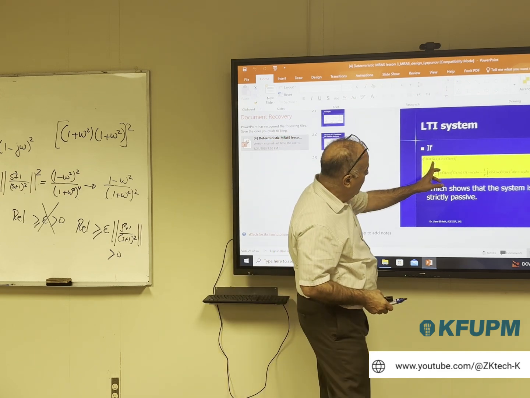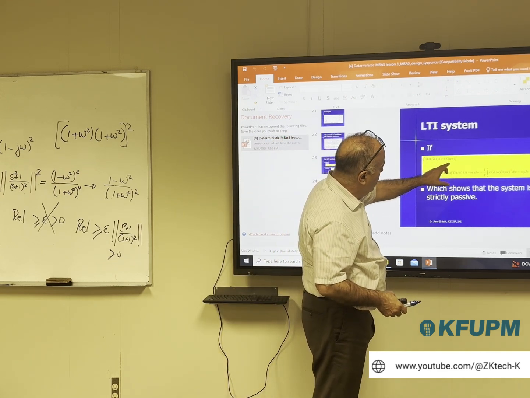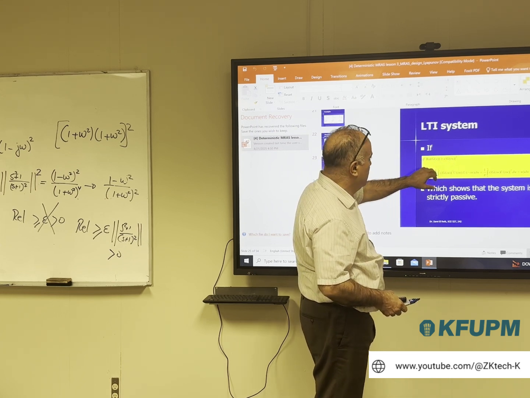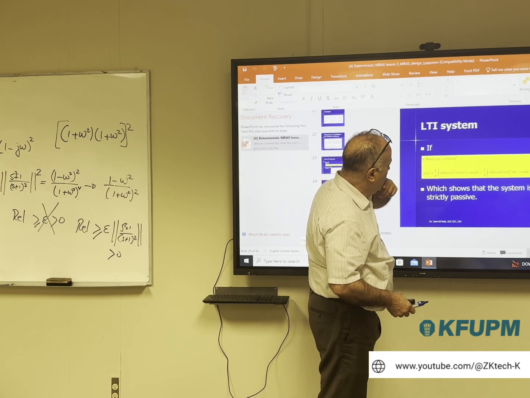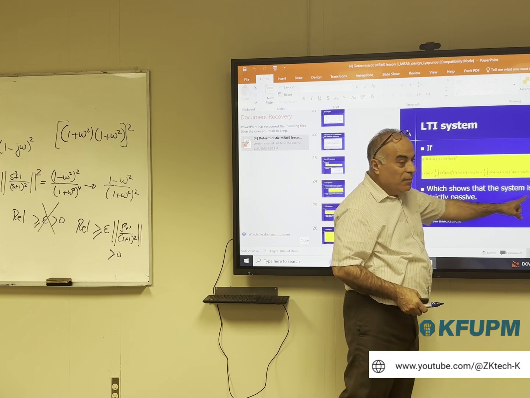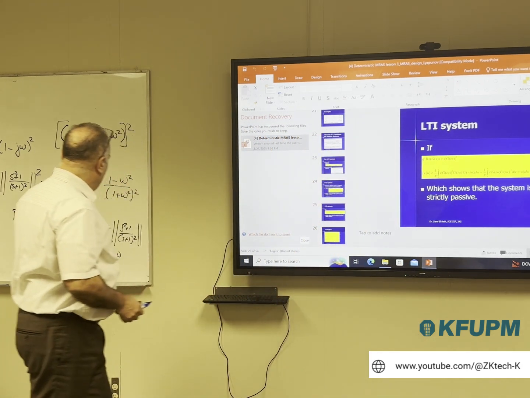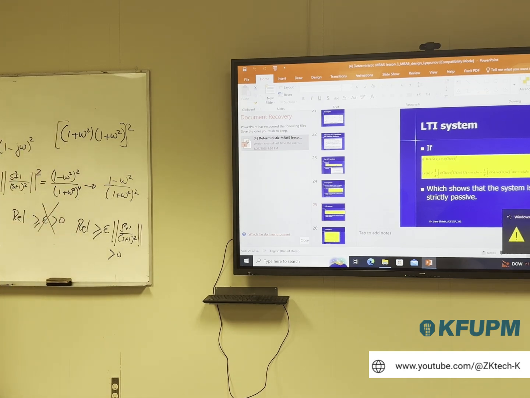So if the real part of G(s) is bigger or equal to epsilon times the amplitude squared, then we are able to conclude that the system is output strictly passive. So this is where we are going to look at the amplitude squared here, of this.